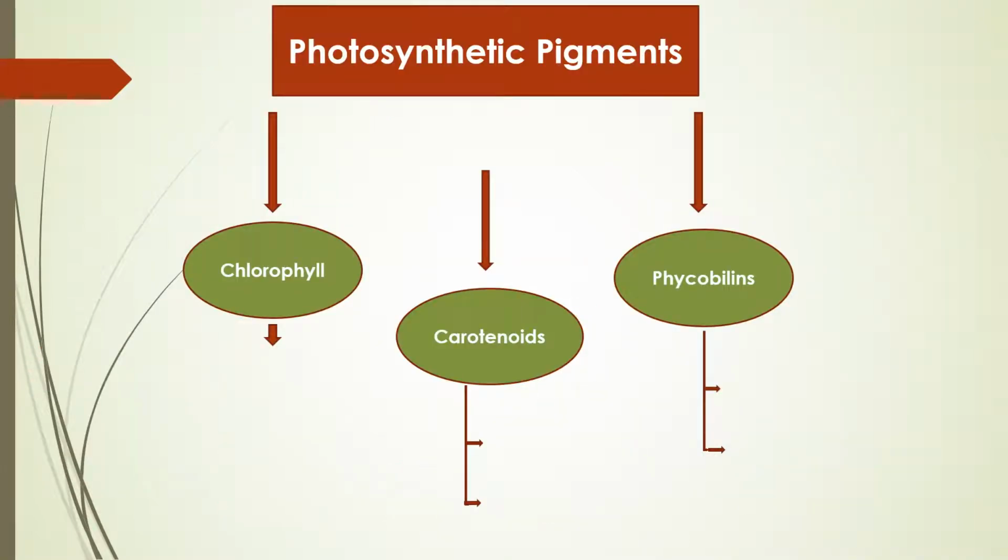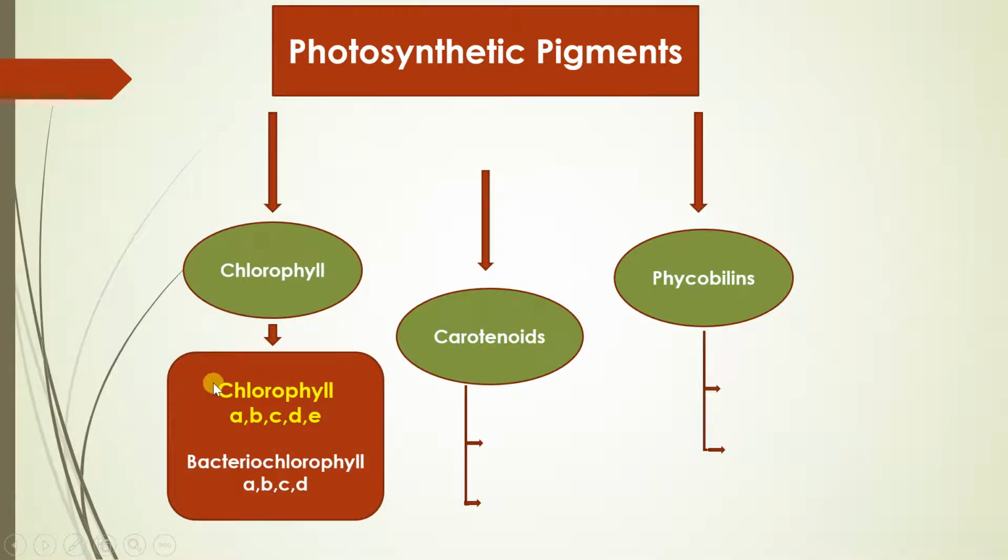Next, photosynthetic pigments. Photosynthetic pigments are of three different types: chlorophyll, carotenoids, and phycobilins, of which chlorophylls and carotenoids are water insoluble pigments and phycobilins are water soluble pigments.